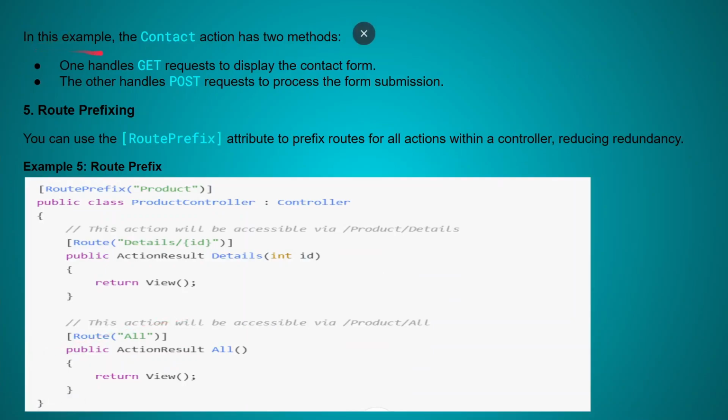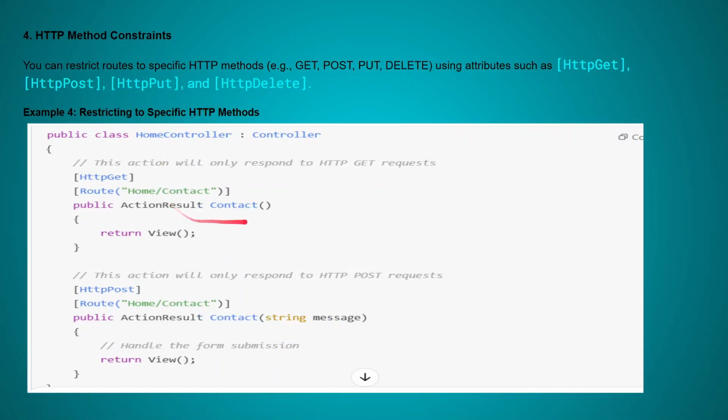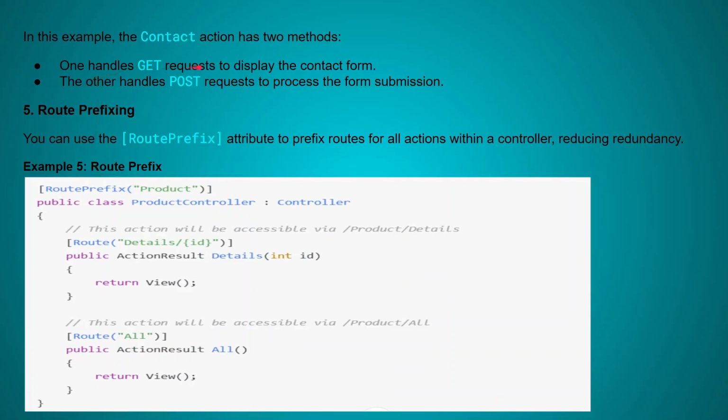In this example, the Contact action has two methods. One handles the get request to display the contact form. See, both are Contact methods. One is for get and one is for post. One handles the get request to display the contact form. The other handles the post request to process the form submission.